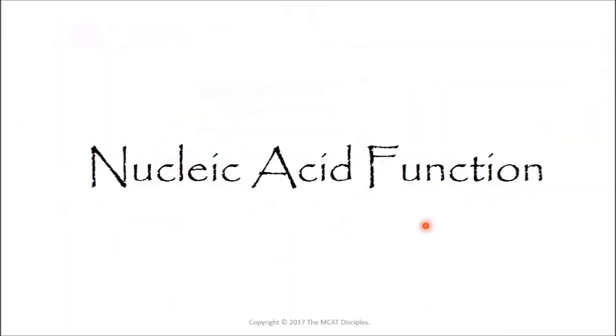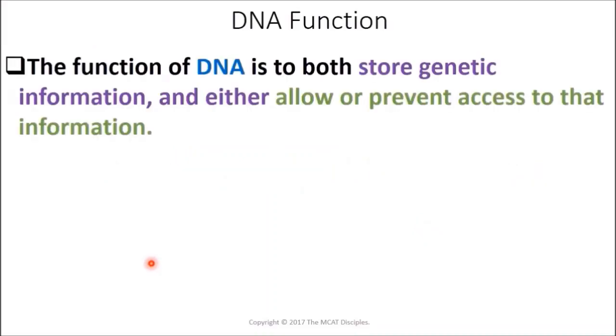There you go. Nucleic acid function. We did structure, now we're going to do function. The function of DNA is both to store genetic information and either allow or prevent access to that information via the different modifications of DNA that can occur, that we've already gone through. The methylation or the acetylation. The methylation being gene silencing, and the acetylation being promoting gene expression.